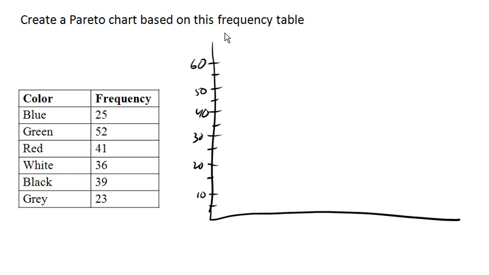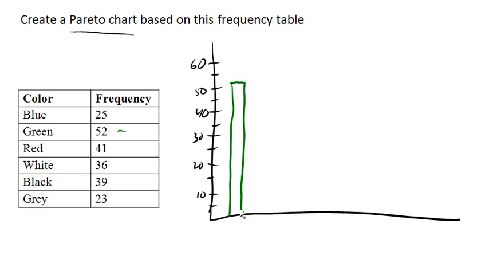So the idea of a Pareto chart is that we're going to do a bar graph, but we're going to arrange the bars in decreasing frequency order. So in other words, the first bar we're going to draw is for the category with the highest frequency, which is 52 here for the green cars.